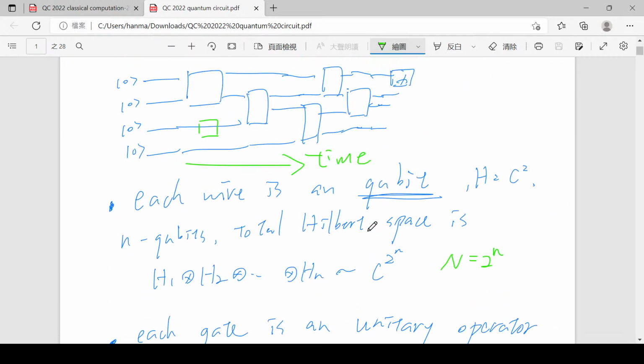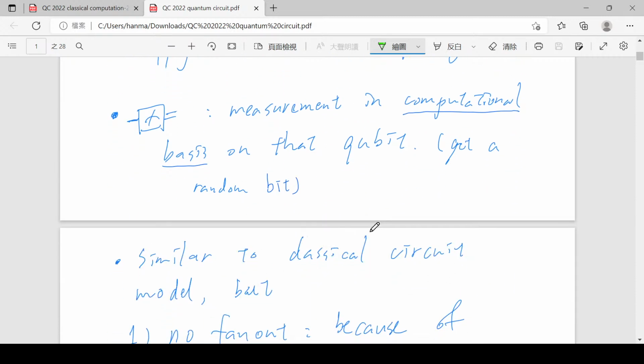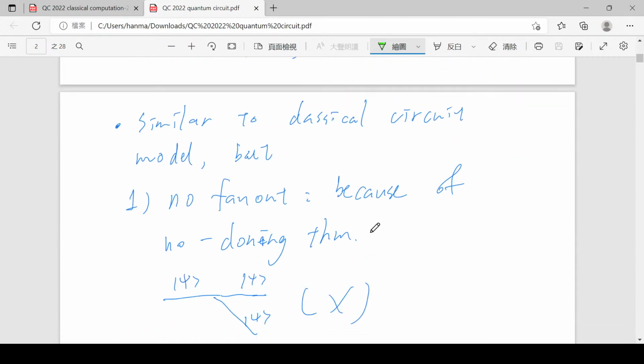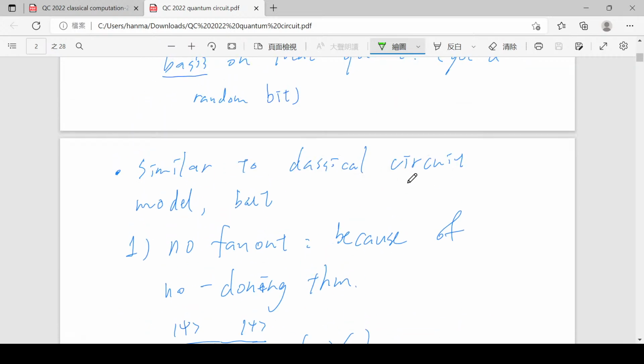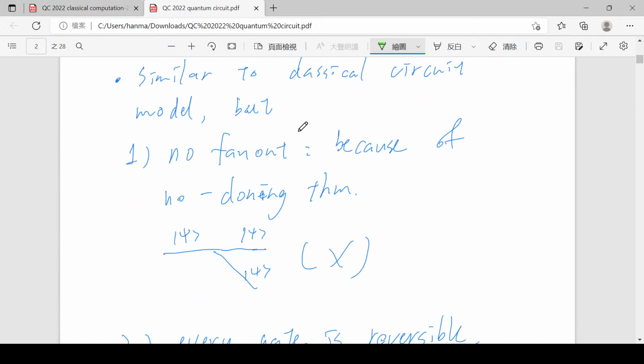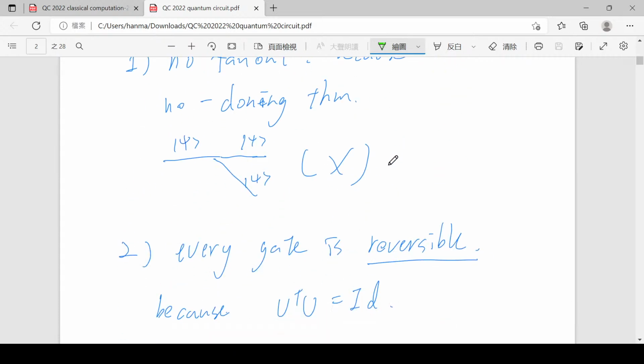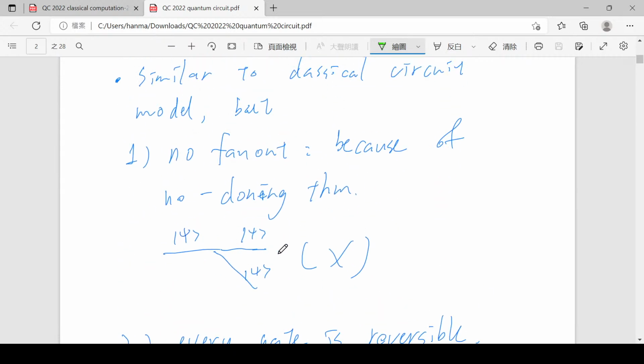Okay, should make a lot of sense. And now there are things that are different from the classical circuit model. So first, there is no fan out. So we also talked about this before. Basically there is no fan out. You cannot split one wire into 2 wires and have them carry the same information. And this is just because of the no-cloning theorem that we have proven.